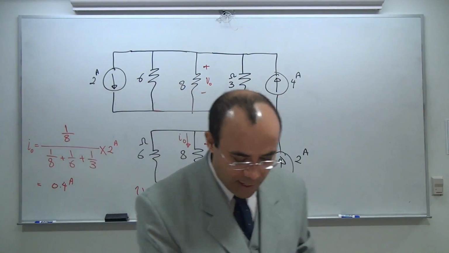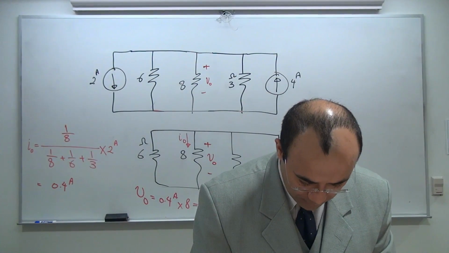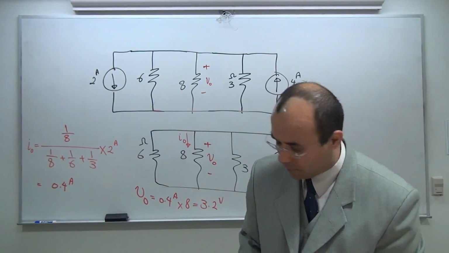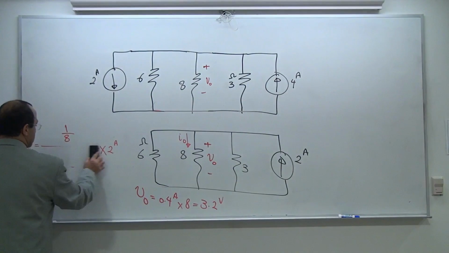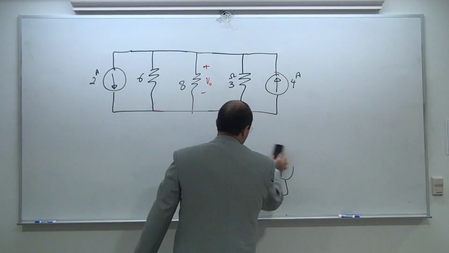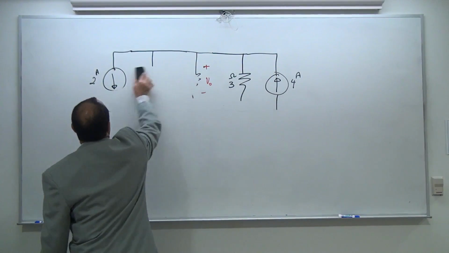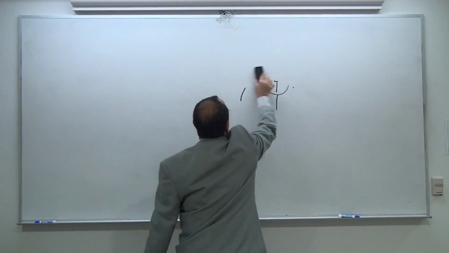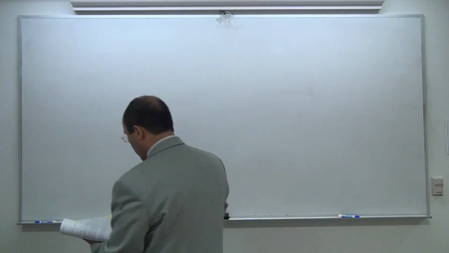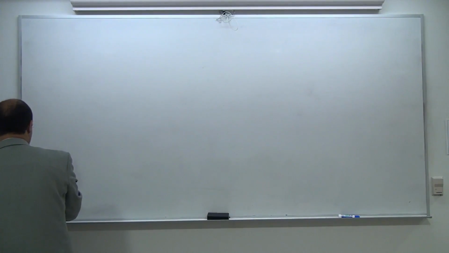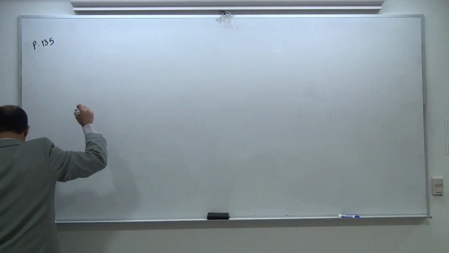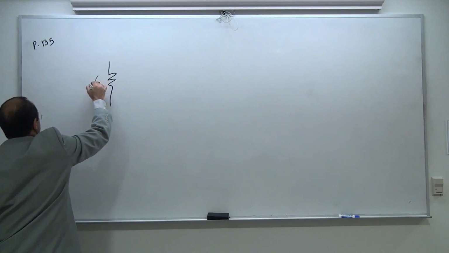Let me do one more, and then I'm going to close the topic of source transformation. And then I'm going to go into the Thevenin and Norton scenario. Let's take a look. Okay. This is practice problem 4.6, and it's page 135. Relatively complex in one sense.